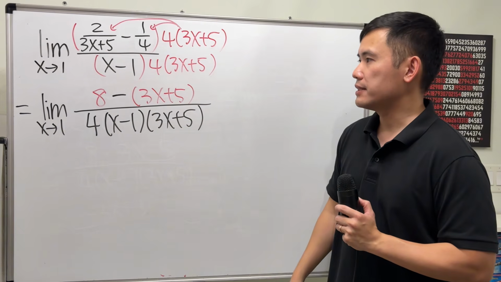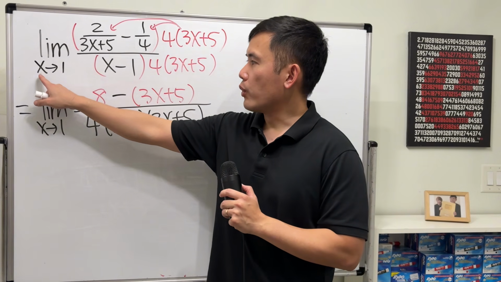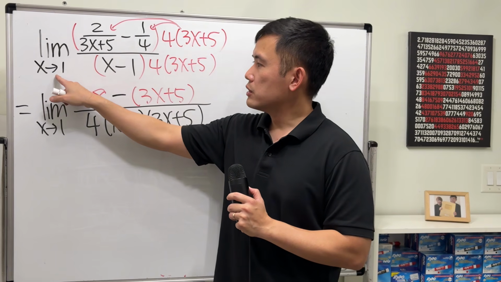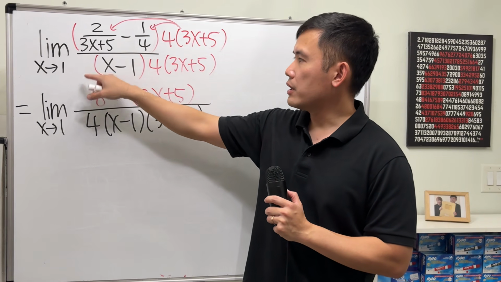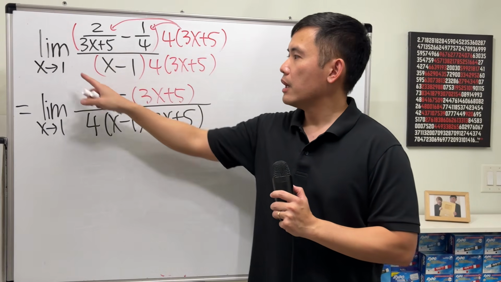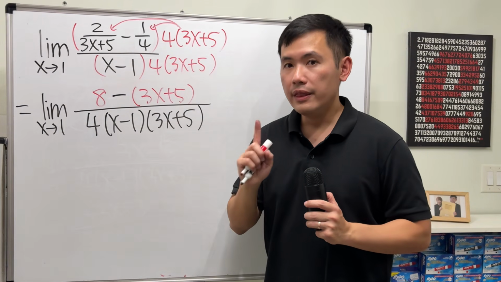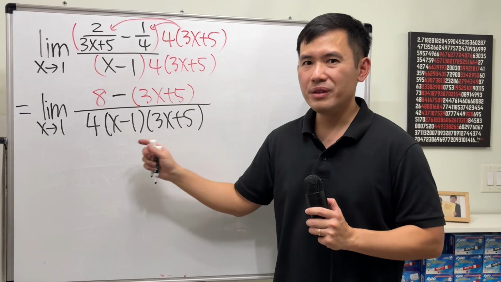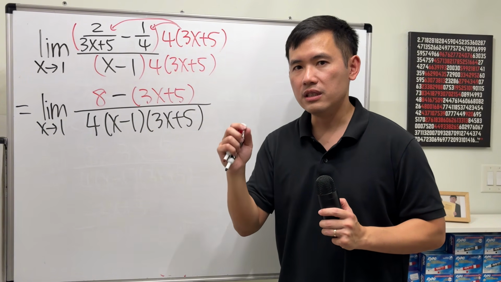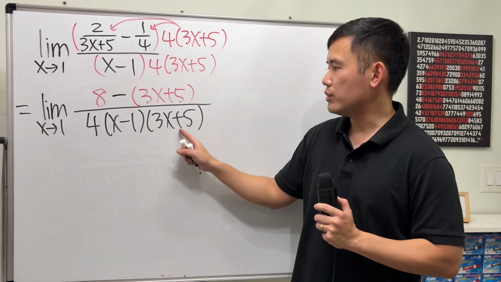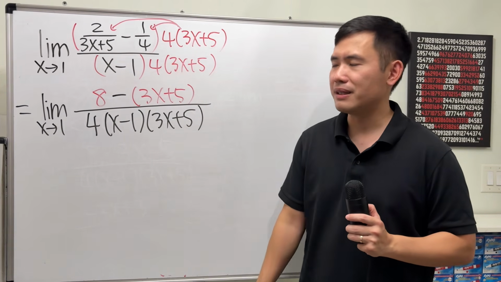Here's a hint for you guys. Look for this right here. We have x approaching 1. So in that case, because we have a 0 over 0 situation, because x is approaching 1, then you're expecting to cancel out the x minus 1, because that factor is what caused the 0 over 0. This has to be cancelled later, not the 3x plus 5. So keep that in mind.